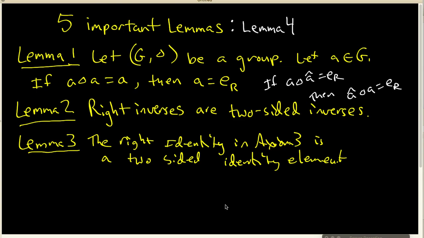And our third lemma says that the right identity in axiom 3 is actually a two-sided identity element. What this says is that for all A inside group G, we know that A triangled with ER is equal to A, but we also know that ER triangled with A is equal to A. So we're now ready to state lemma 4.